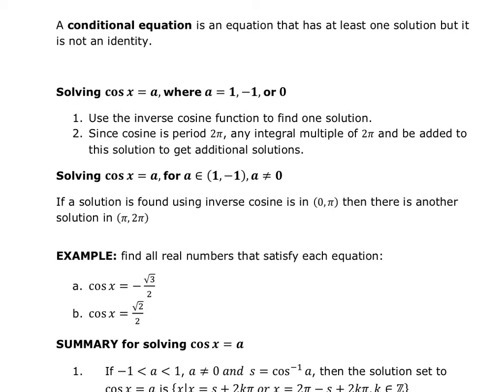Okay, so the first time it happens is when x is equal to 5 pi over 6, and every multiple of that plus 2 pi k. Remember that whole coterminal stuff? That's this. Every angle that is coterminal to 5 pi over 6 is also going to be a solution for this. Where else is this equal to negative square root of 3 over 2?